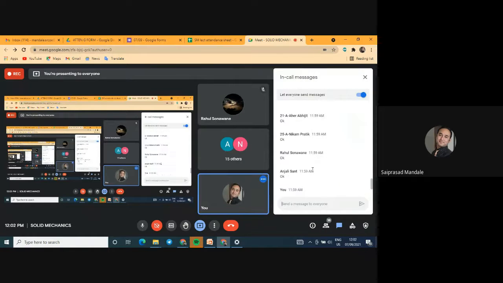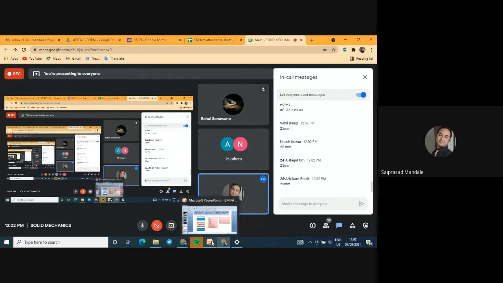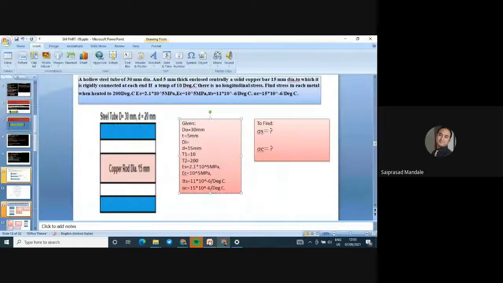Sahil Dange, 25. Nilesh Kuwar is saying Dangi, Bagul, 25. So many people are saying 25. If everybody agrees with 25, give me a thumbs up in the chat box. Nutan Kachwe, okay. Krishna Nikam, okay. Everybody, fast. Nikam Pratik, fast. Everyone has to be active. Pansare, okay. Very good. Quick.